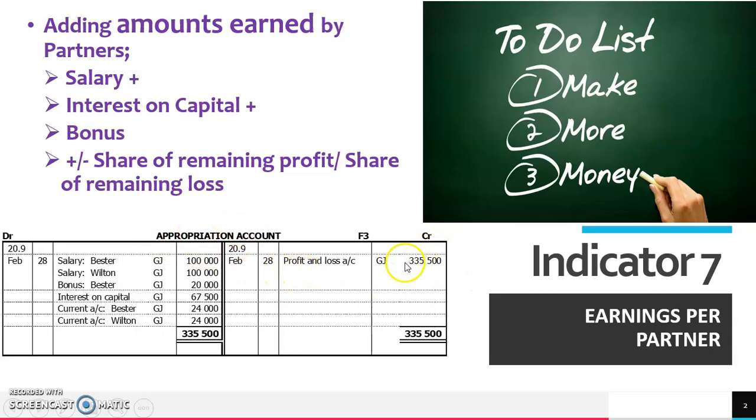Remember, the net profit, in this case 335,500, is first of all divided up for salaries, bonus and interest, and then the money that's left over, in this case it would have been about 48,000. Then you split that amount according to the ratio that they agreed upon, and that will go also to their current accounts.